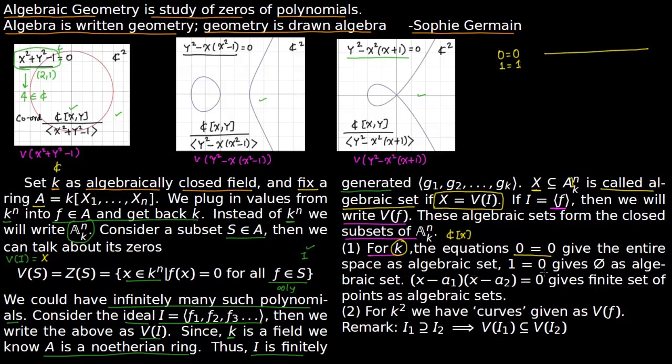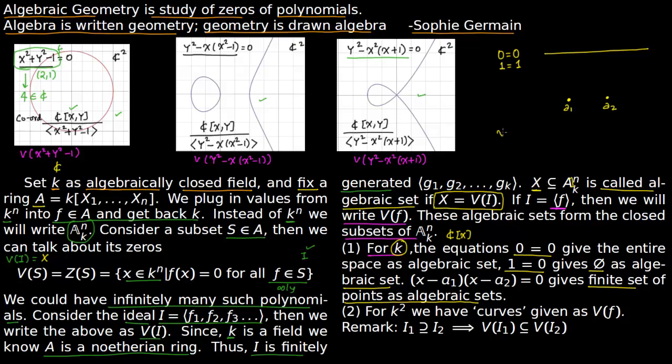Now 1 equals 0 is obviously not true, so the null set is also an algebraic set. 1 equals 0 is true only on an empty set, so this empty set is also an algebraic set. Now consider equations of the form x minus a1 times x minus a2 equals 0. The solution of this equation is 2 points, a1 and a2. So this gives you a finite set of points as algebraic sets.